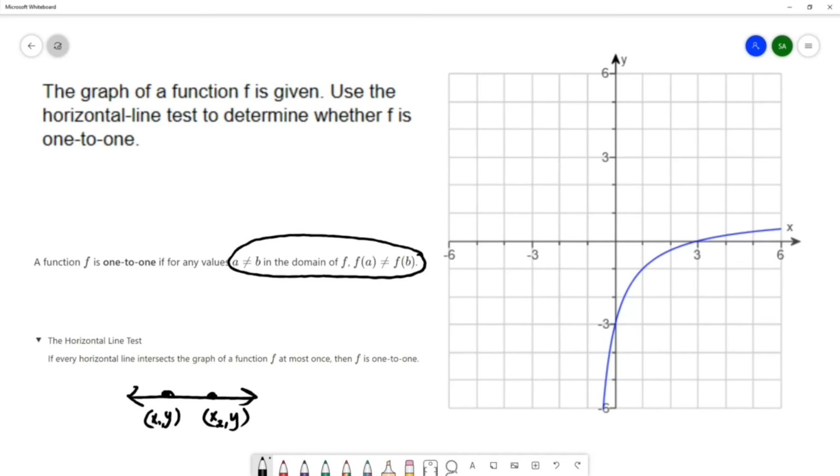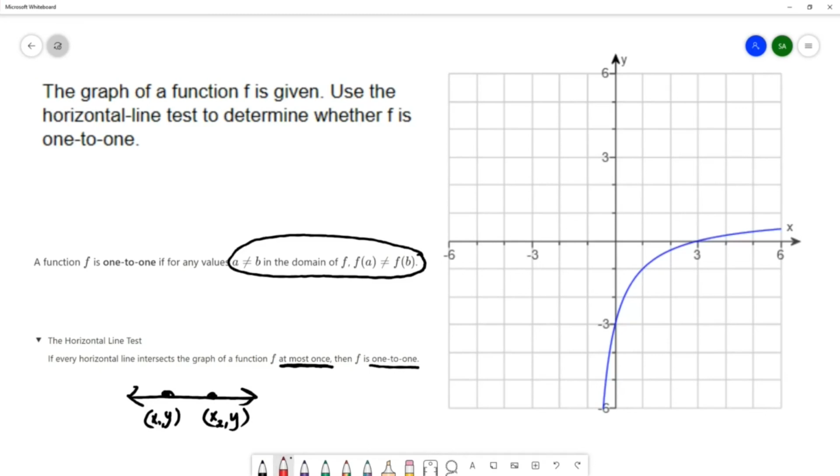So we use it as a comparison, and if we see that horizontal line crossing more than once, we know that function is violating the definition of 1 to 1. So we're looking for our horizontal lines to cross at most once so that we can call it 1 to 1. If it crosses more than once, we know it's not 1 to 1.